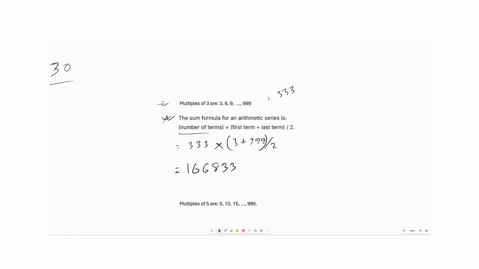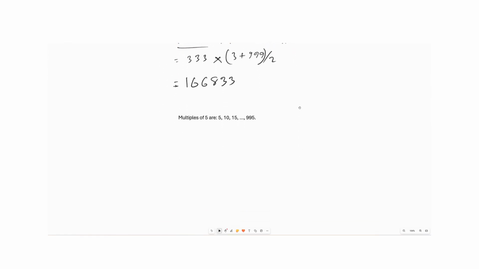Okay, so let's go for 5, because none of them include 5. 3 is not divisible by 5, right? So what about the numbers that are divisible by 5? Here you can see 3, and right between there is a 5, but 5 is missing. So that's why we need to find the series of multiples of 5, and then find the sum of it. So the same formula we are going to use.